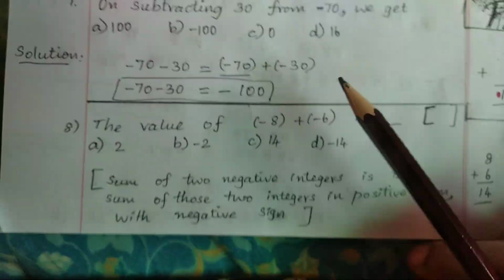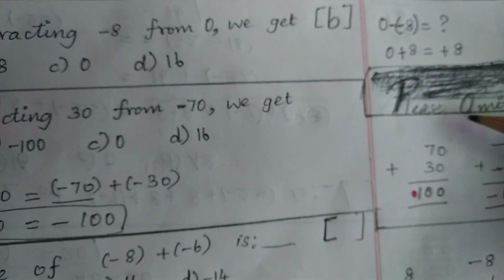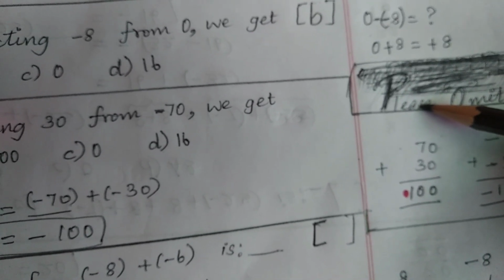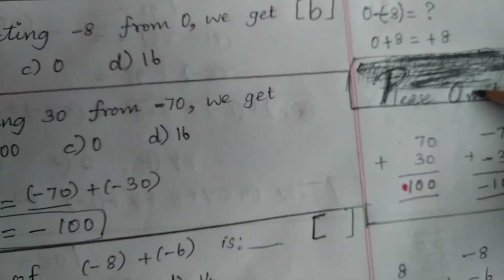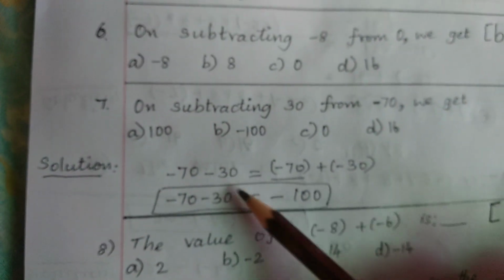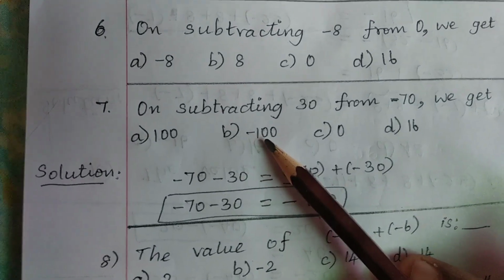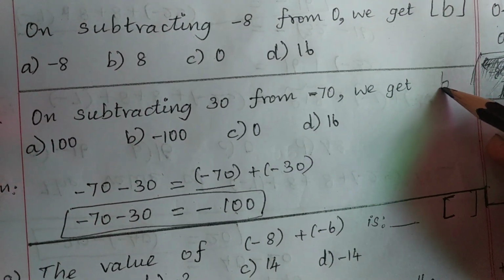That's all. Here there is a scribbling. That's why I have struck it out. And this portion should be omitted. So we have to mention compulsorily here, please omit. Okay. So the answer is minus 100. Option B. So we get B.